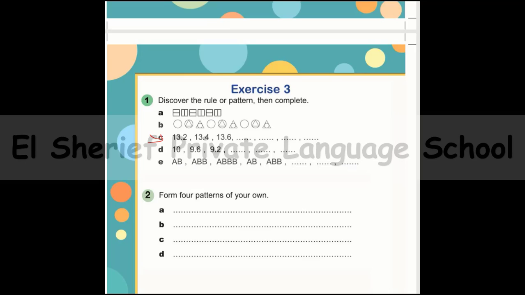Here in number C, 13.2, 13.4, 13.6. So we add 0.2. We add 2 tenths. So now we have 13.8. And if we add 2 tenths, that means 8 plus 2 equals 10. Write 0, carry up 1, put the decimal point, and 14. So 14.0, 14.2, 14.4 and so on. So first discover the pattern, then complete by the same pattern.